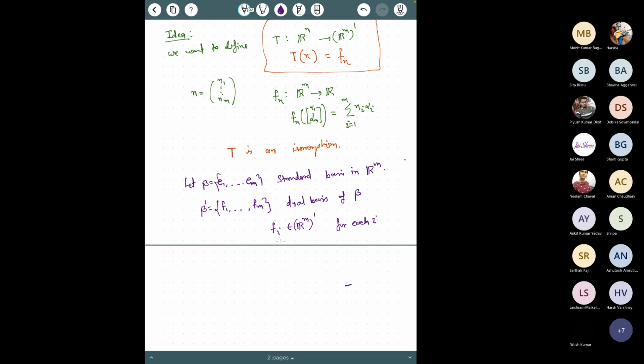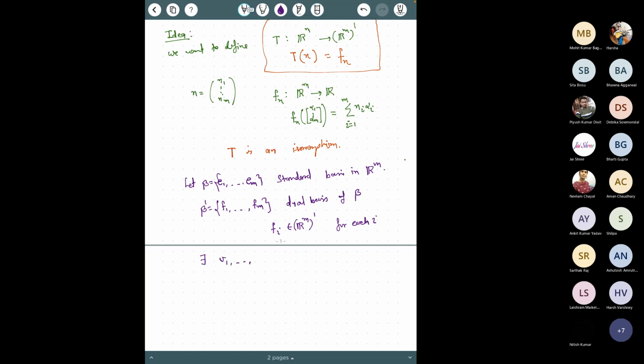And because of this isomorphism, what we know is that there exist, let's say, alpha 1 up to alpha n, or if alpha is what we are calling a scalar, that is also not the right notation. So let's say v1, v2 up to vn. So there exist v1 to vn in Rm.